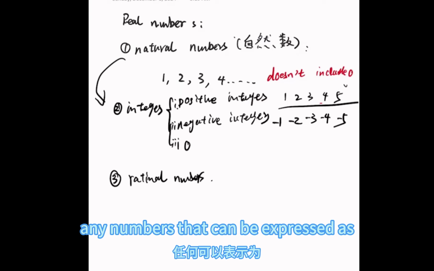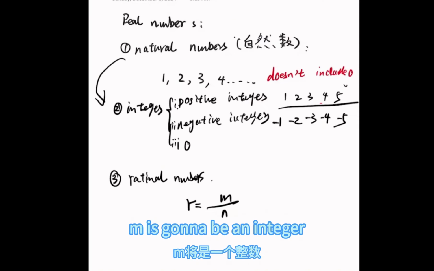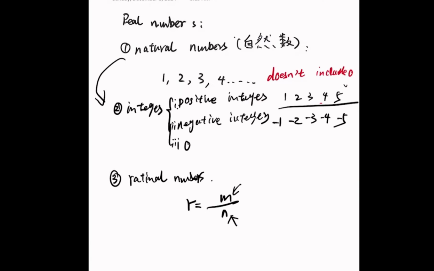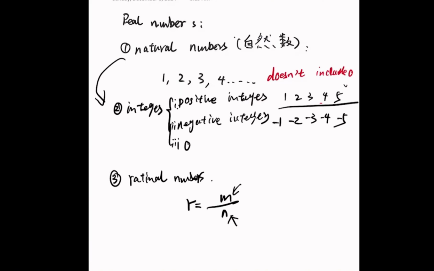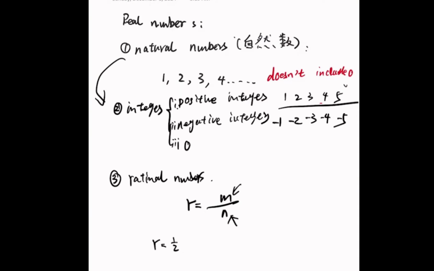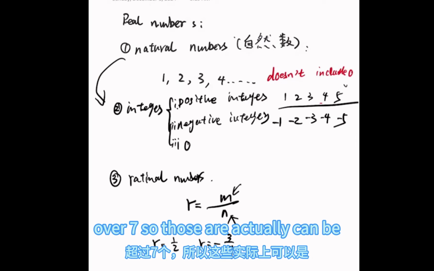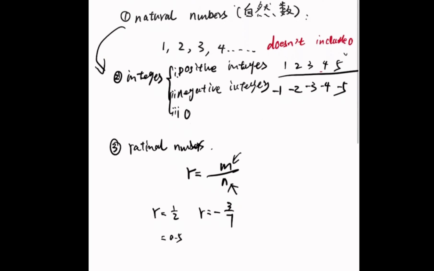Any number that can be expressed as r equals m divided by n, where m is an integer and n is any other number, is a rational number. For example, r equals 1 over 2, and r equals minus 3 over 7. Those can be computed as, maybe, r equals 0.5, and those are rational numbers.